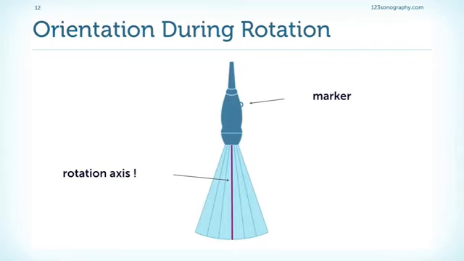Very important, the transducer has a marker. The marker shows you where the position on the screen is. And each sector obviously also has a center line. And this is the rotation axis. So when you rotate the transducer, you'll always rotate around this axis. If you lose your axis, if you tilt the transducer, for example, during rotation, you'll always lose the structure that you want to visualize because it will get out of your view.